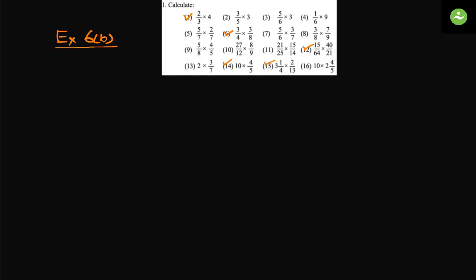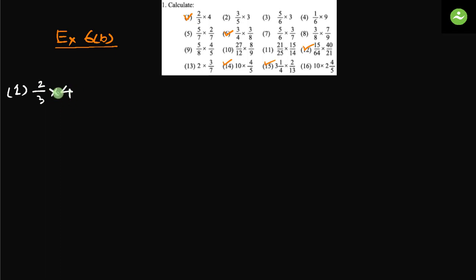Okay, let us start with number 1. What we will do, we will calculate. The operation here, they used only the multiplication, only one sign. So it will not be difficult for you to calculate. Let us start. 2 over 3 into 4. So 4 means 4 over 1. But we don't need to write that. Just follow the system. 2 over 3 into 4.